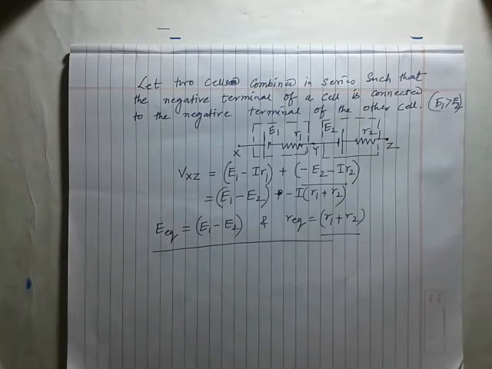Okay. So this is up to this, and next class we'll continue with the cells connected in parallel. Same thing for the same type of cells or identical cells, and also we have to find out the equivalent EMF of the different types of cells connected in parallel. Okay, so thank you very much.